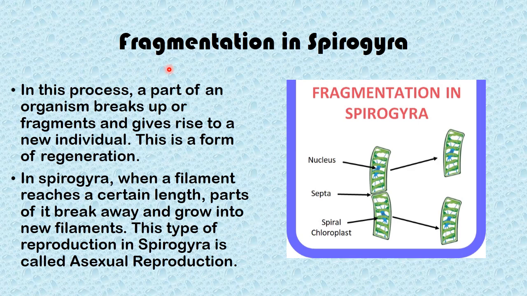Now finally we'll be looking at the process of asexual reproduction in Spirogyra through fragmentation. Now in this process, a part of an organism breaks up or fragments are formed and give rise to a new individual. This is a form of regeneration. In Spirogyra, when a filament reaches a certain length, parts of it break away and grow into new filaments. This type of reproduction in Spirogyra is asexual reproduction, as you can see right here.